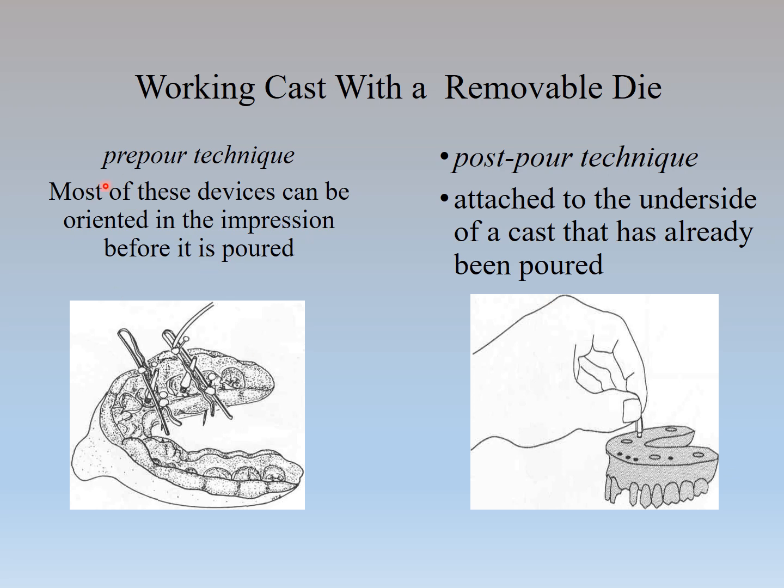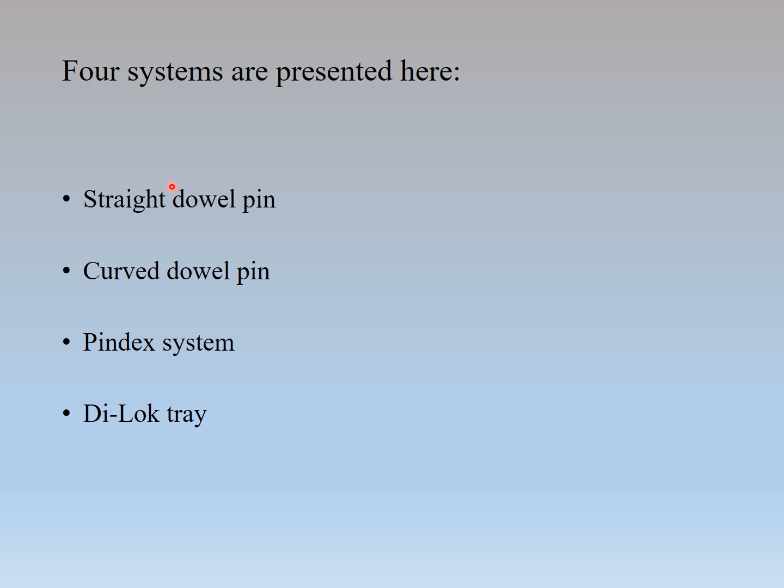Okay, so first coming to the pre-pour, most of these devices can be oriented in the impression before it is even poured. Post-pour technique is attached to the underside of the cast that's already been poured, guys. Okay, so now presenting you the four important systems, guys. This is important, okay? Straight dowel pin, curved dowel pin, PINDEX system, and Dalbo system, okay?